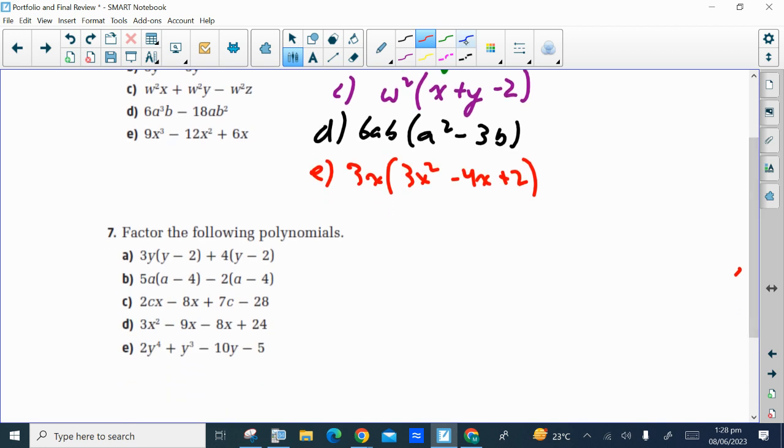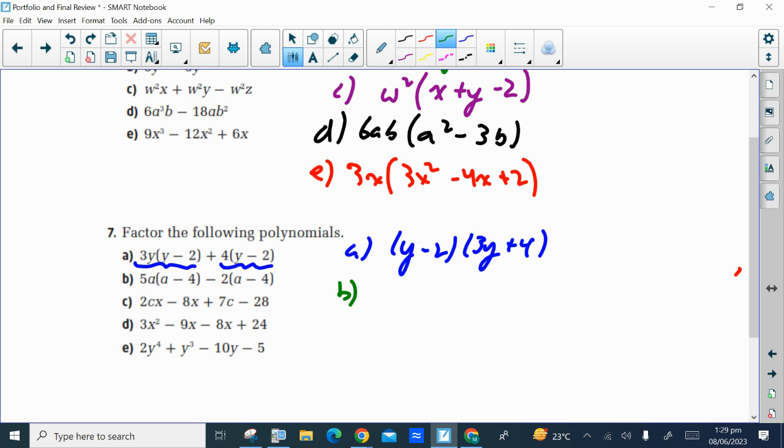These next ones, if we look at question A, there are two terms there. There's the first term. There's the second term. They both have a y minus 2. That is your common factor. To get what's left, divide each term by y minus 2, and they'll cancel. You're left with 3y plus 4. There's the factors for A.